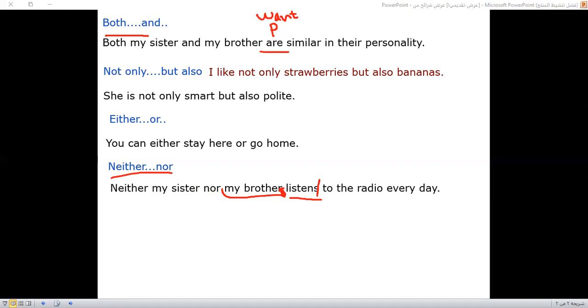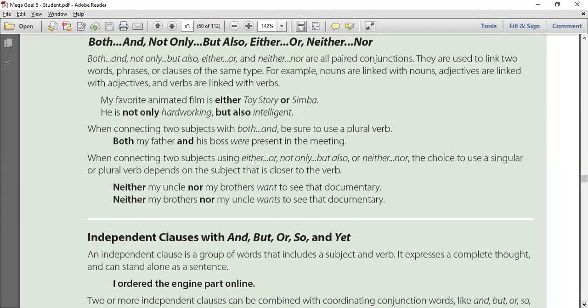Now we have, just a minute. We stopped too many times here.